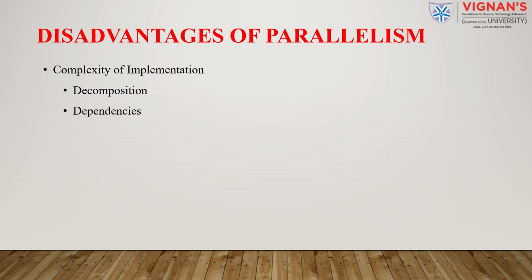If part B needs data from part A, you can't just run them simultaneously, you have to carefully orchestrate that handoff. This leads us to our second point, synchronization overhead. When multiple threads run at once, they often need to communicate or access the same memory. To prevent chaos, we use locks and semaphores. But this coordination takes time.